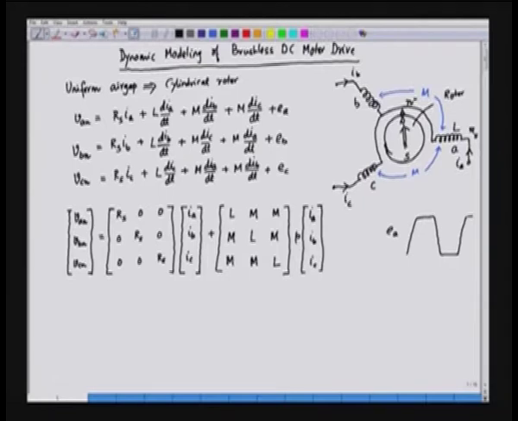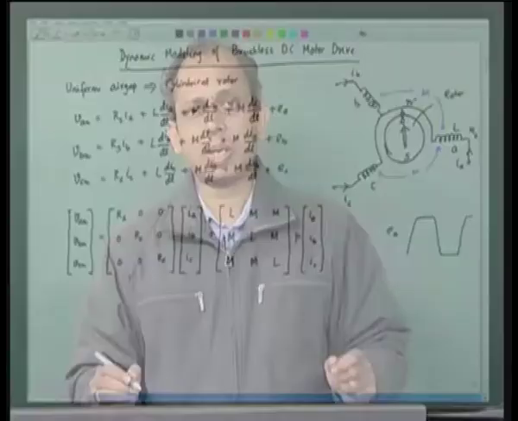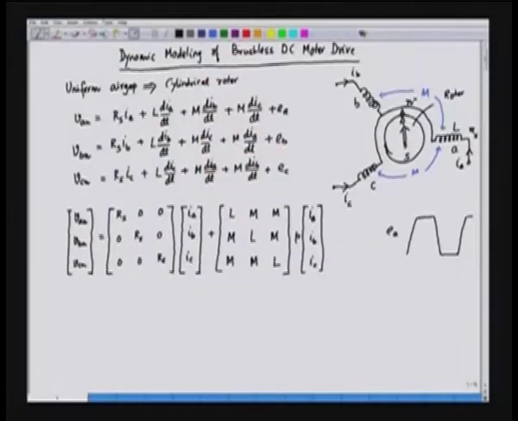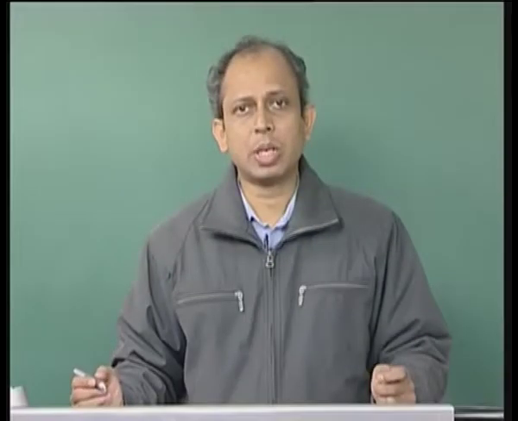is M. In fact, if we see, the three phases are symmetrical. So, the mutual between phase A and phase B is M, phase B and phase C, we can say that this mutual inductance is also M. Because of the symmetry, they are phase shifted from each other by 120 degree, and thus the mutual inductance between phase A and phase B and phase C and phase A are all equal, and the mutual inductance here is M.